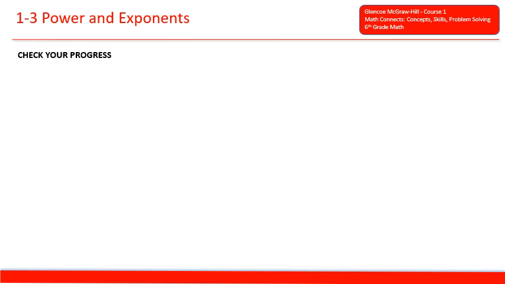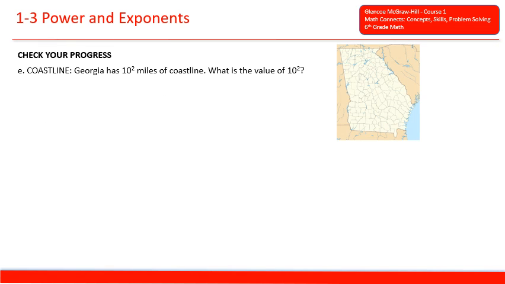Check your progress. Coastline. Georgia has 10 square miles of coastline. 10 to the second power miles of coastline. What is the value of 10 squared? So that's that little spot right there where that red line just came up. So 10 times 10 equals 100.